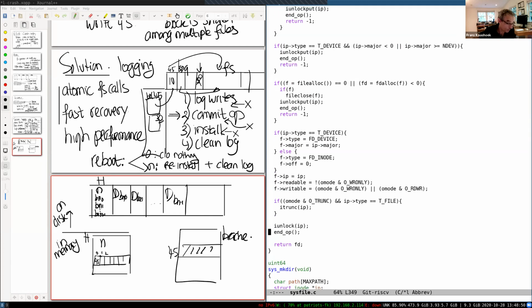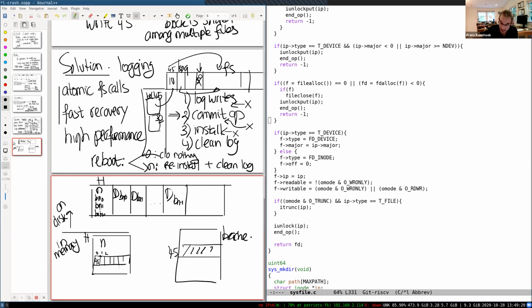Meaning, they should all be applied, or none of them should be applied. Every file system call in xv6 has that structure: begin op, then the code that implements the file system call, and then end op. And that end op is basically where the commit operation happens. Between begin op and end op, the on-disk or in-memory data structures should be updated. The in-memory log may be updated, and the block cache might be updated.